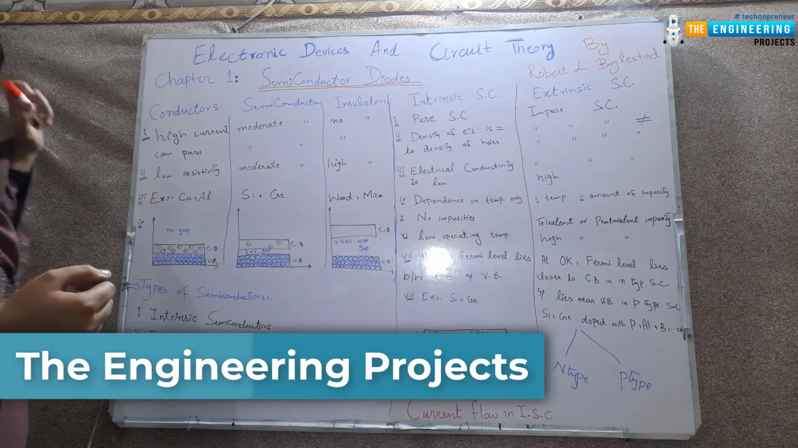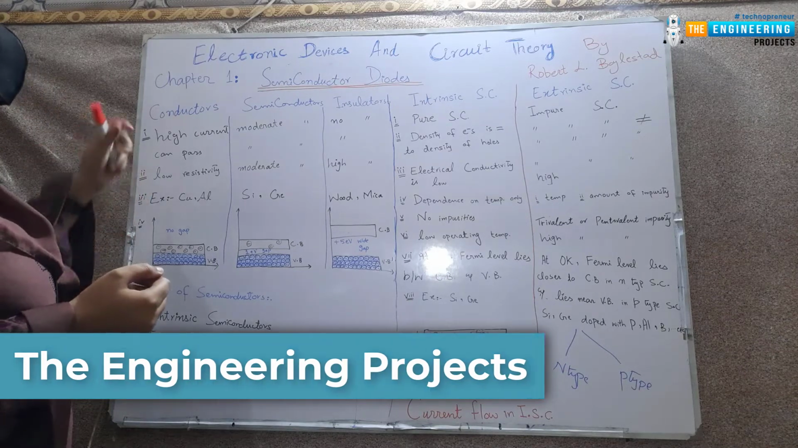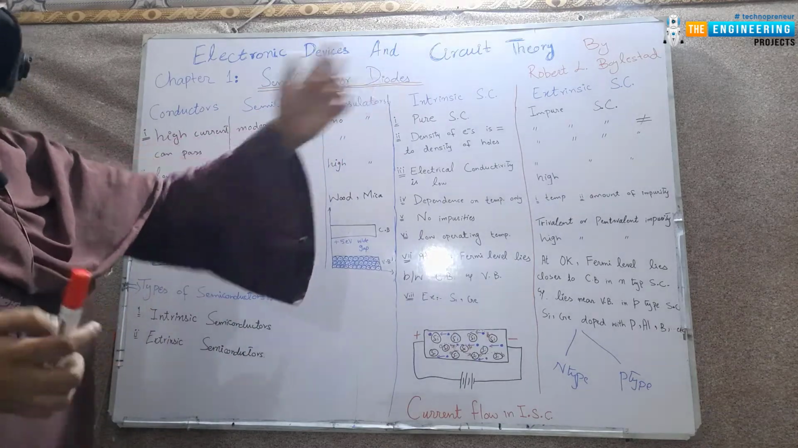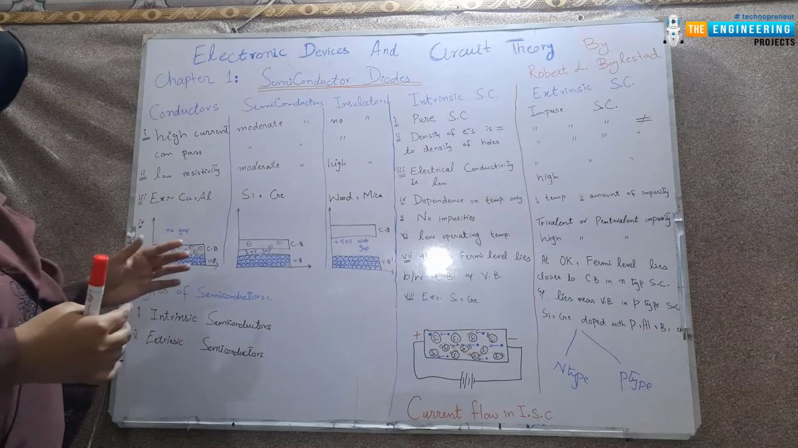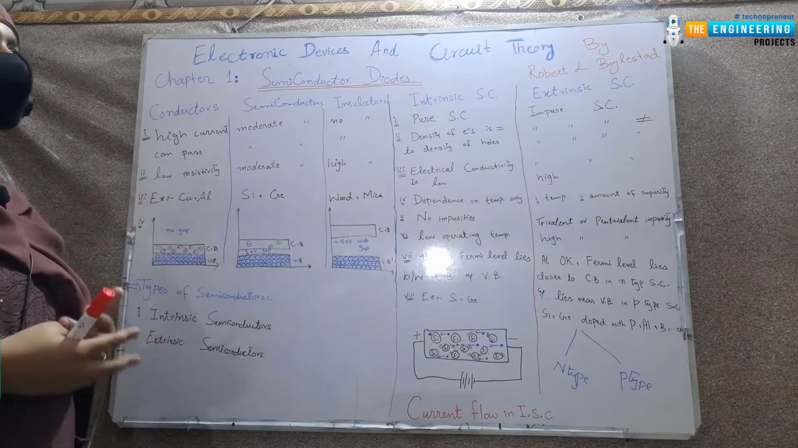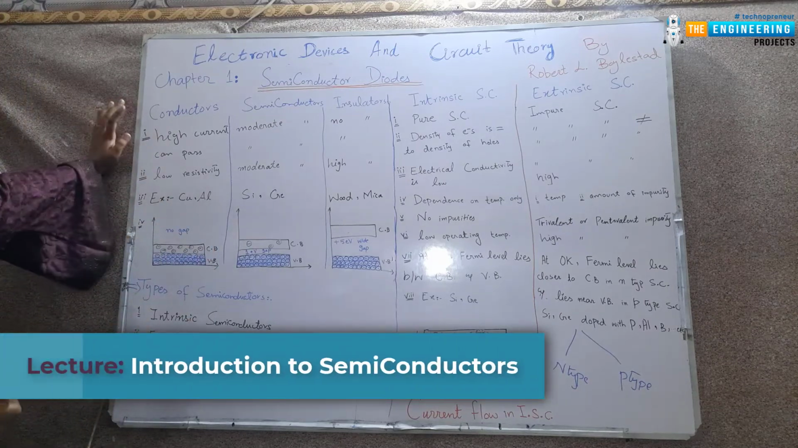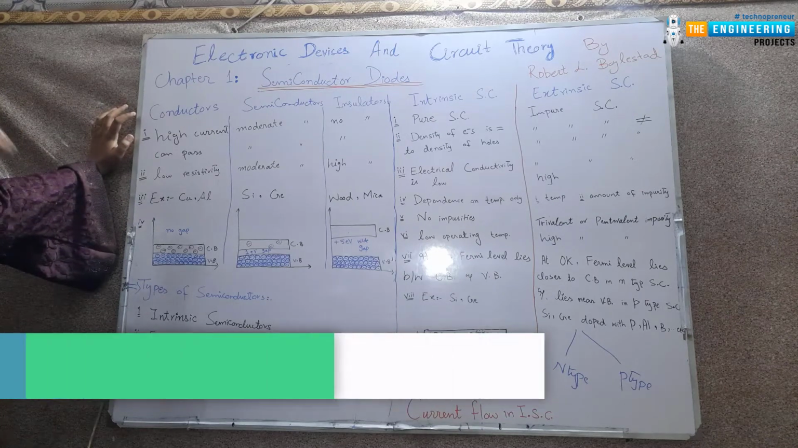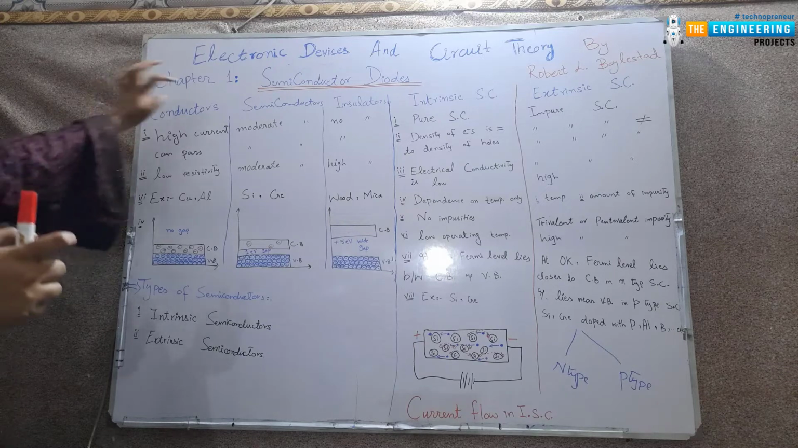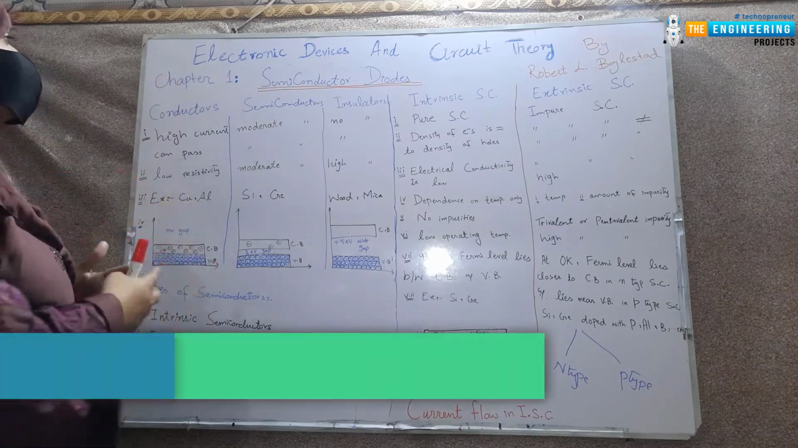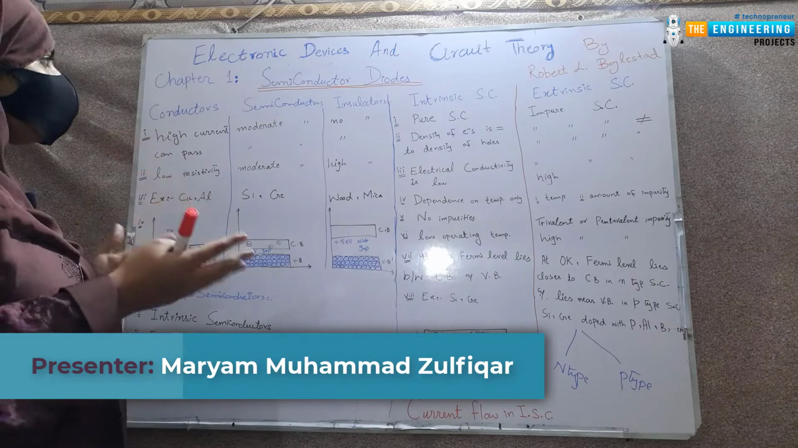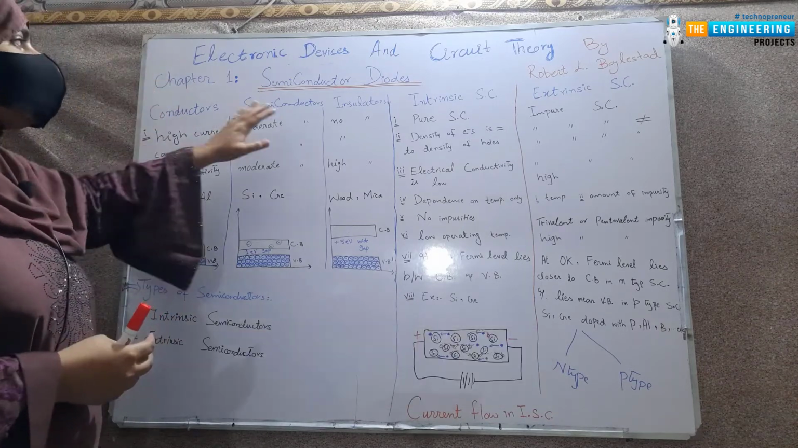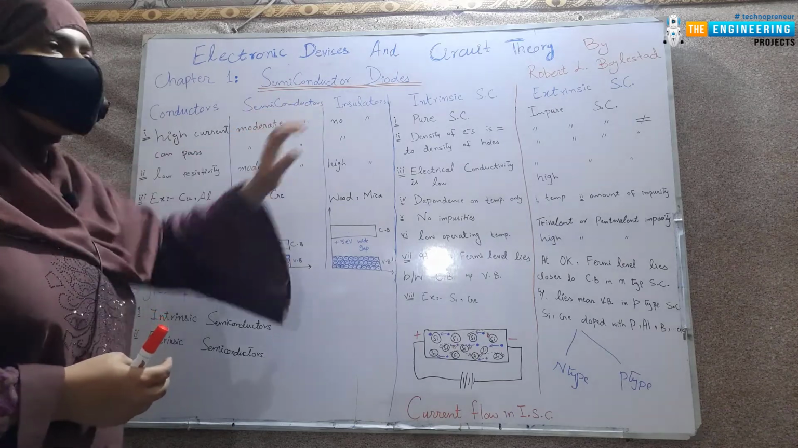Today we have started the lecture series of Electronic Devices and Circuit Theory by Robert L. Boylestad. This is the first lecture of our lecture series and the topic is semiconductor diodes. Before going into the deep knowledge of semiconductor diodes, we have to first discuss some background topics. We have to discuss conductors, semiconductors and insulators.